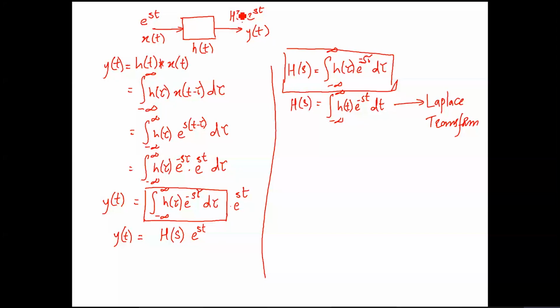So we actually proved that e raised to the power of st is an eigenfunction. This concept of eigenfunction and eigenvalue, you will see, is very useful for us.